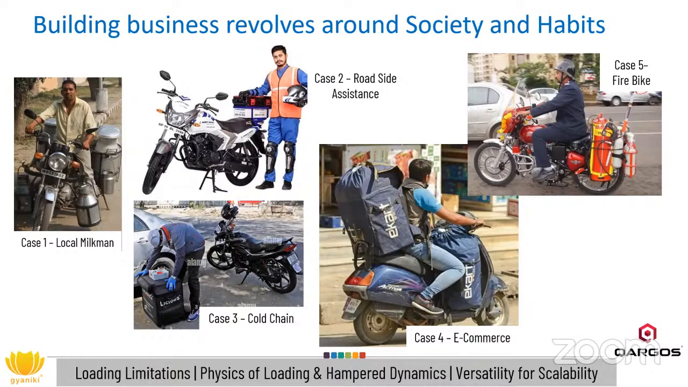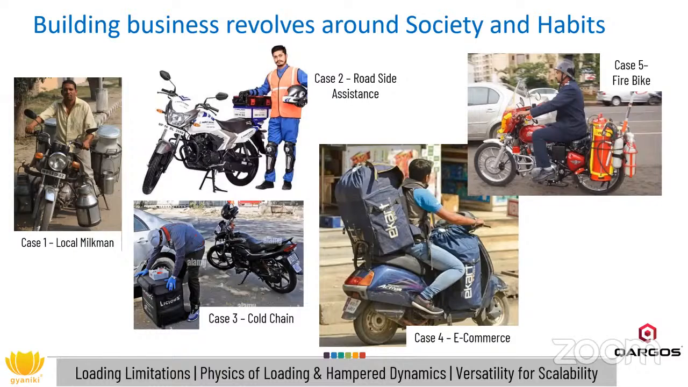A lot of people would only be thinking about delivery boys, but the larger reality is that even a local grocery guy, or somebody working as a sales and marketing executive, or an Urban Company guy, everybody is using some form of a two-wheeler with modifications. They don't understand that there are loading limitations, because these vehicles were predominantly designed for carrying humans and not cargo. There is a physics of loading and handling dynamics, which slows down the overall operations. And overall, it's not scalable.